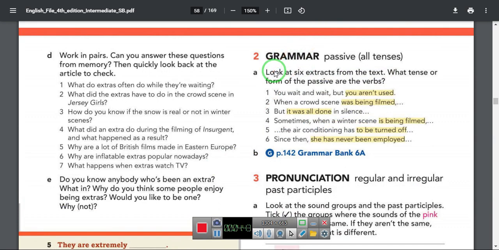Section 2 is grammar, passive, all tenses. Look at 6 extras from the text. What tense or form of the passive are the verbs?